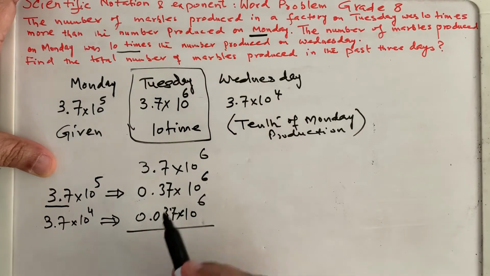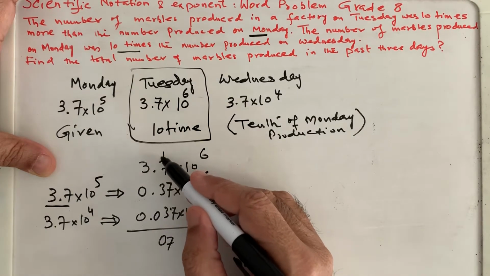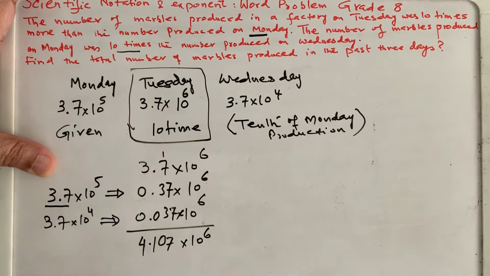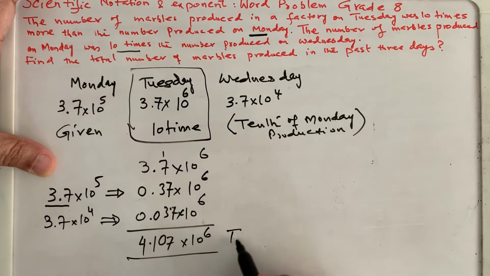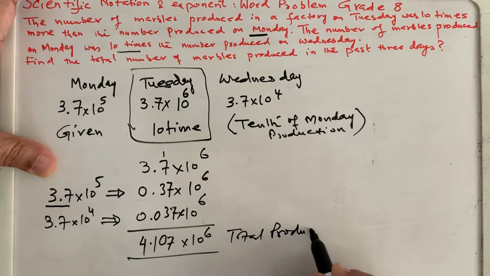And if I add them together, I have 7 plus 3 is 10, right? 10, carry 1. 7 plus 8 plus 3 is 18, carry 1, and I have 4.107 into 10 to the power 6. So this is the total production of 3 days.